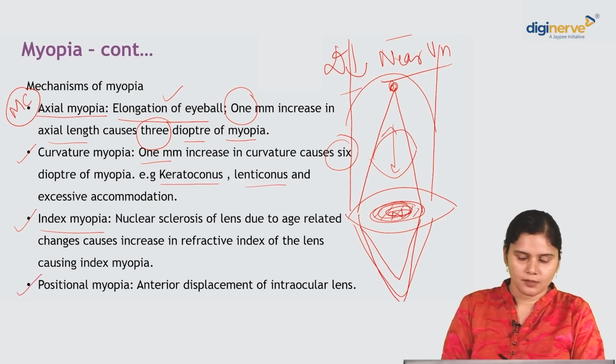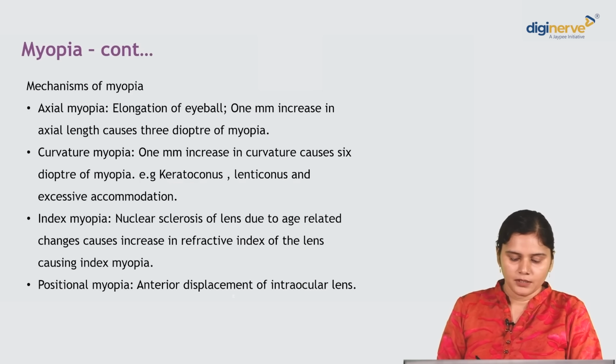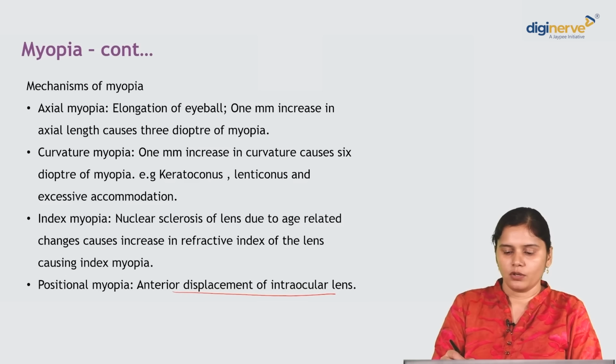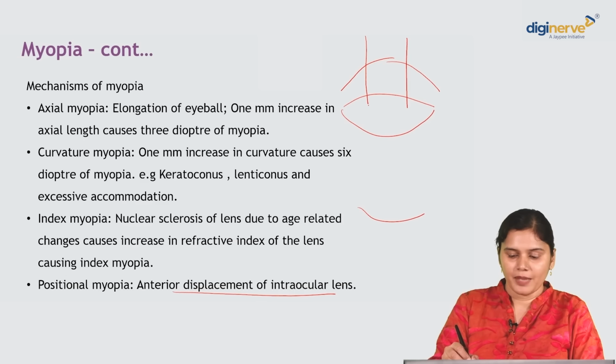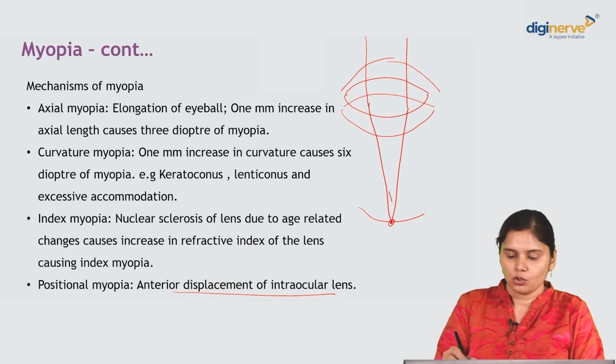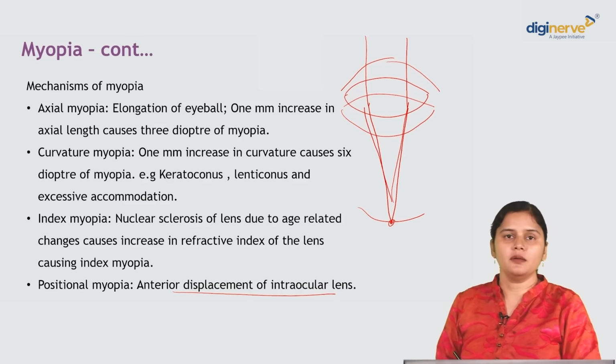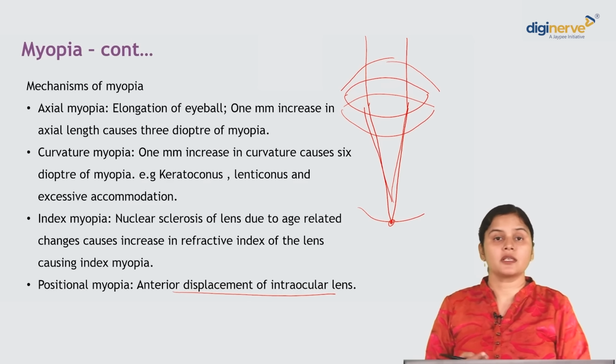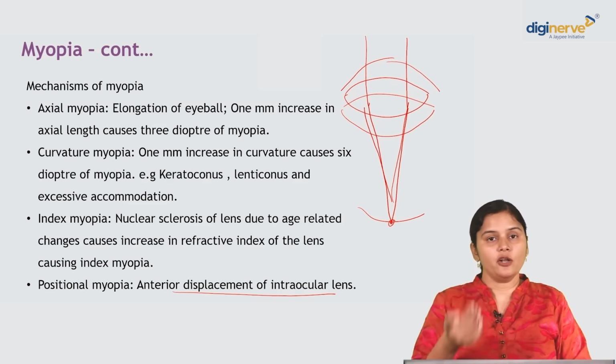Now coming to positional myopia. In positional myopia, there is anterior displacement of the intraocular lens. So if the cornea was placed here and the lens was here, and this is the retina, the parallel rays that are coming from infinity were actually focused onto the retina. But if you place the lens anteriorly, this focus will automatically shift anteriorly, causing myopia. So anything that causes the rays to focus ahead of the retina is causing myopia for us.